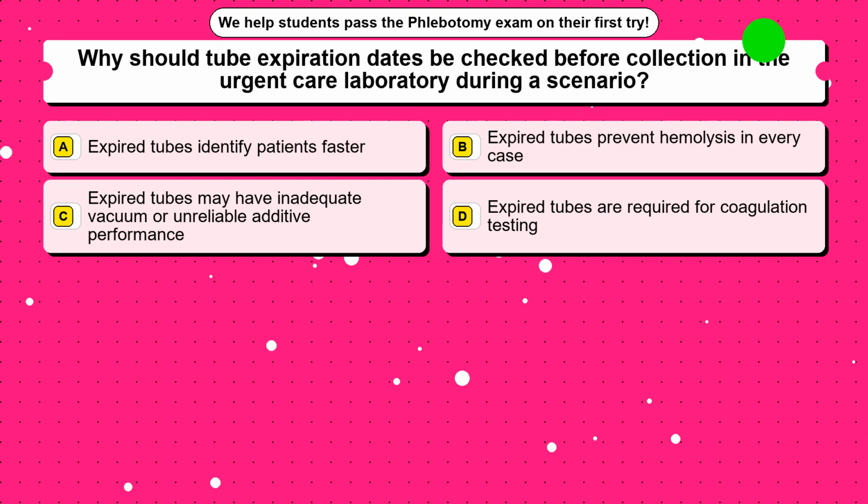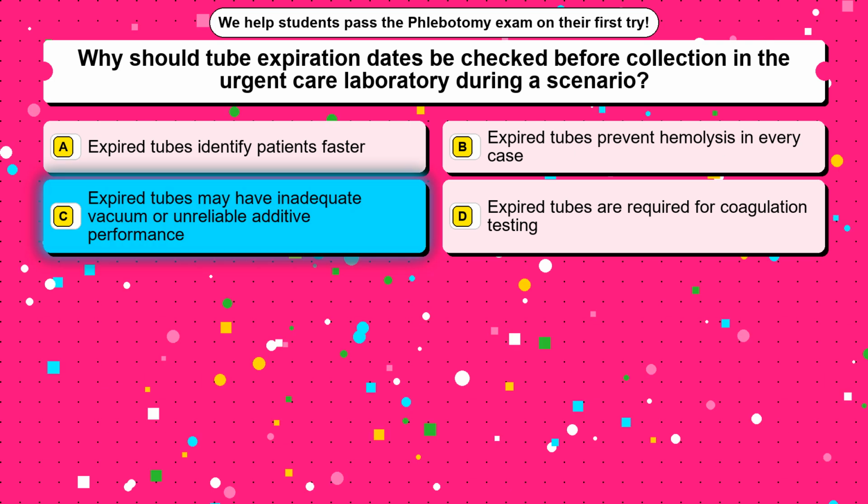Question 66. Why should tube expiration dates be checked before collection in the urgent care laboratory during a scenario? Option A. Expired tubes identify patients faster. Option B. Expired tubes prevent hemolysis in every case. Option C. Expired tubes may have inadequate vacuum or unreliable additive performance. Option D. Expired tubes are required for coagulation testing. The correct answer is option C.